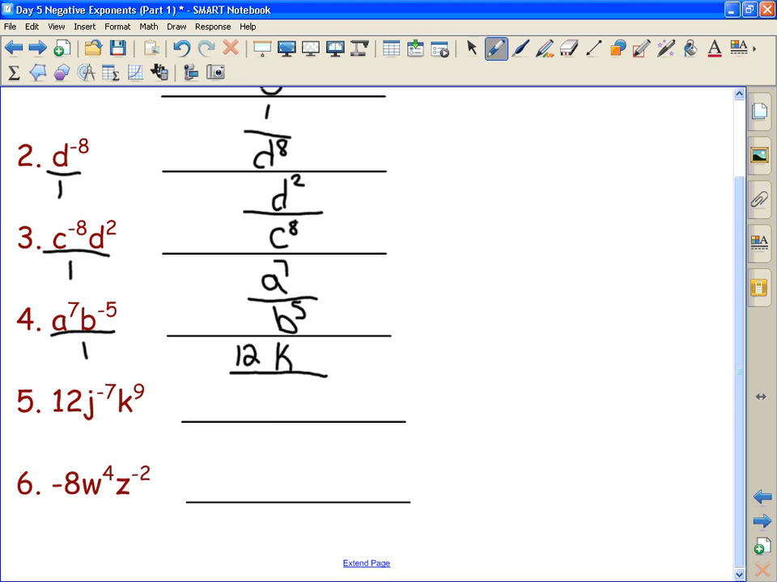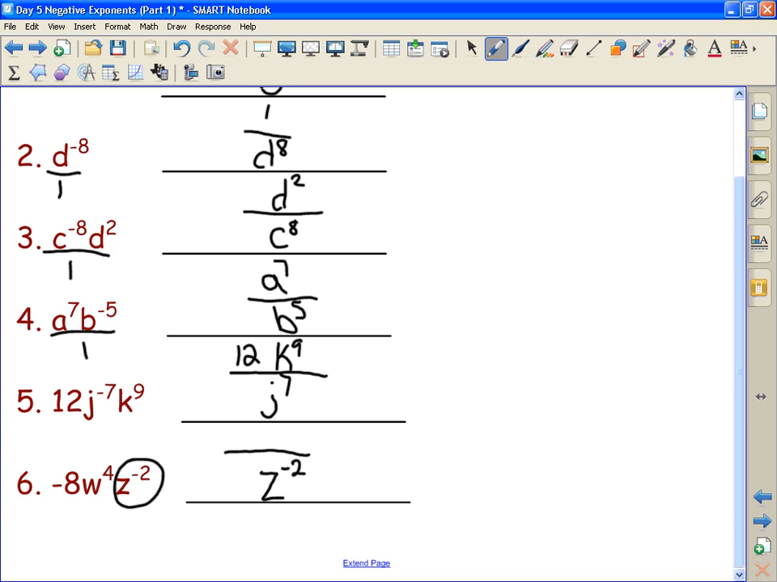He is okay. He's happy. The J, he's the guy that's not happy right now. And finally, number 6, the guy that is unhappy is the Z. He is not happy. He has the negative exponent.